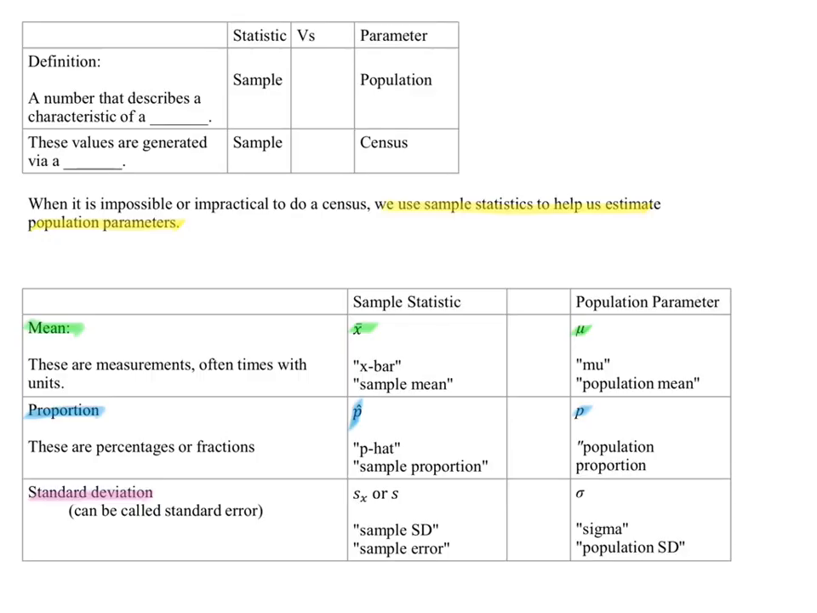And then standard deviation: sigma is the population parameter, and then s sub x, or s, would be the sample standard deviation, sometimes called the sample error.